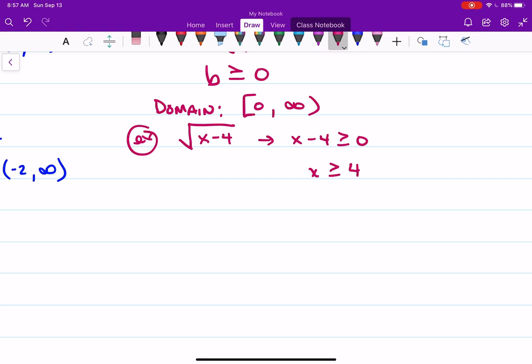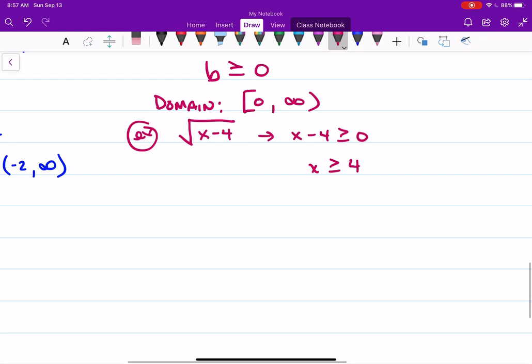So x has to be greater than or equal to 4. So for this example, my domain would be, right? Anything from 4 and above, including 4, right?